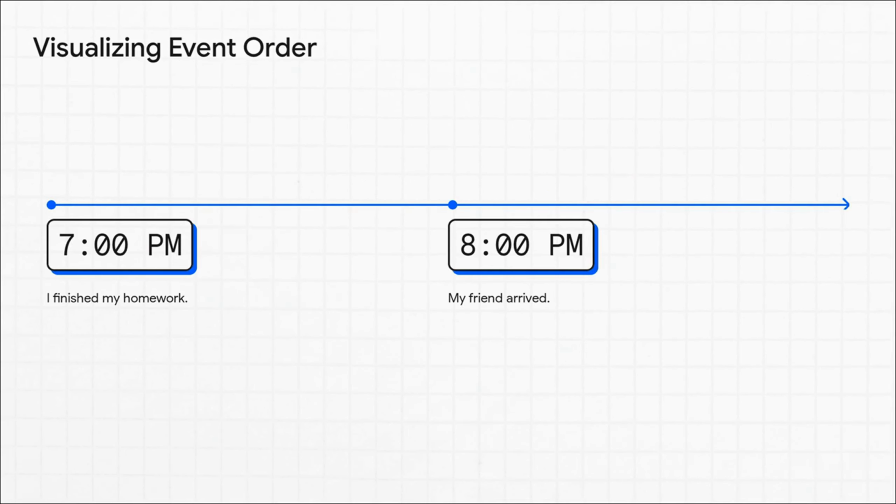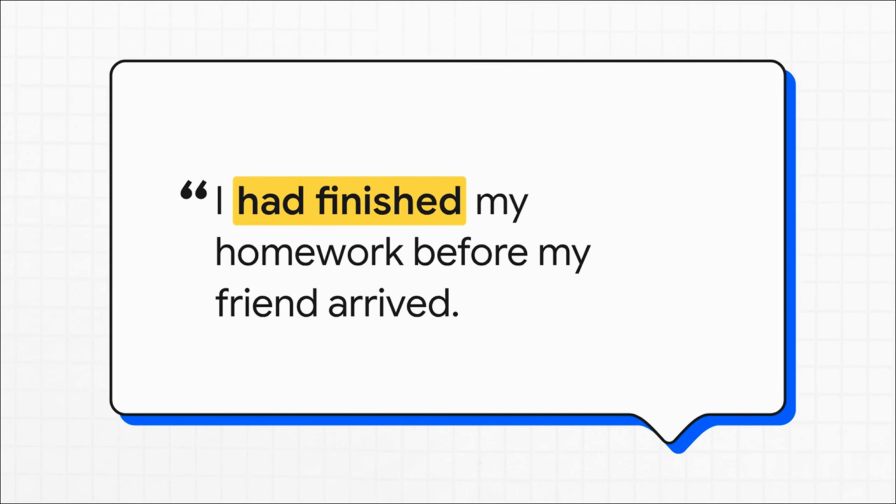Imagine this. At 7 p.m., the homework gets finished. Done. Then an hour later, at 8 p.m., a friend shows up. So it's totally clear, right? Finishing the homework happened first. And now, look at how the sentence perfectly mirrors that timeline. The earliest thing that happened, finishing the homework at 7, that's the one that gets the past perfect treatment. I had finished.